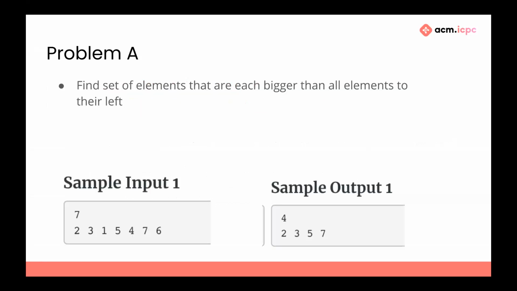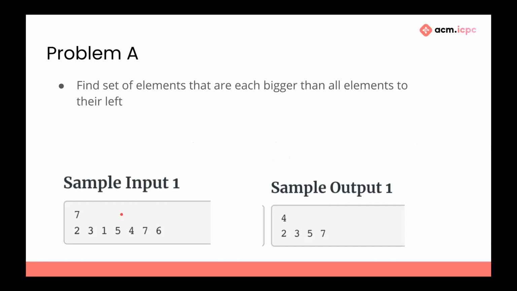But for this problem, we have to find a set of elements that are each bigger than all the elements to their left. The wording of the problem statement can sound really confusing, but by looking at the sample input and output, it becomes more clear what we have to do.